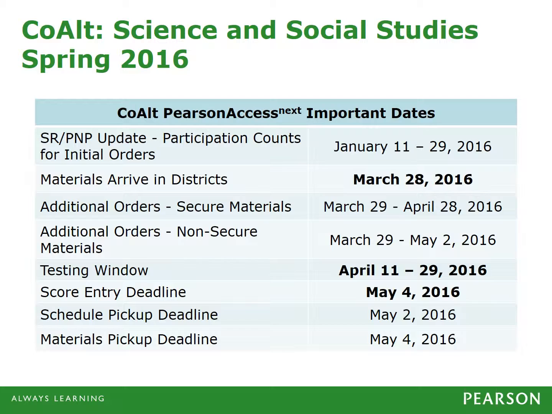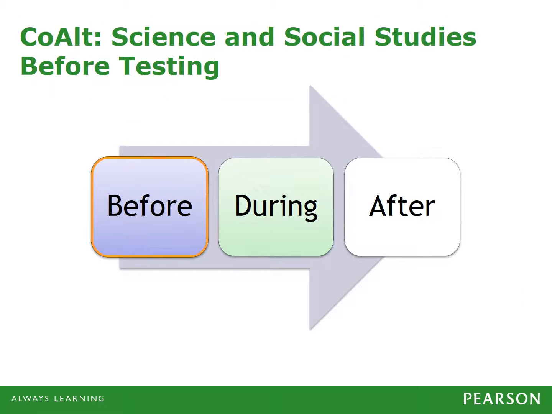Districts will need to schedule the pickup of materials with UPS. All CoAlt materials are considered non-scoreable since the scores are entered in Pearson Access Next locally by the test examiner. The deadline for arranging material pickup is May 2nd. All CoAlt materials must be picked up no later than May 4th. The next several slides we will cover district responsibilities that need to be completed before testing begins.